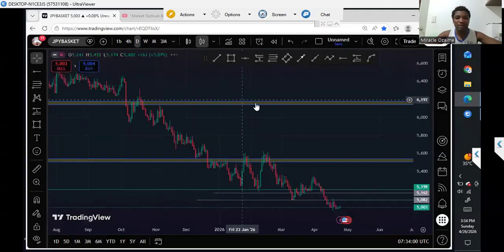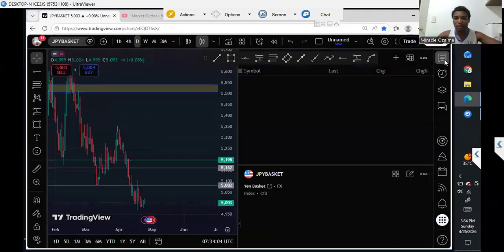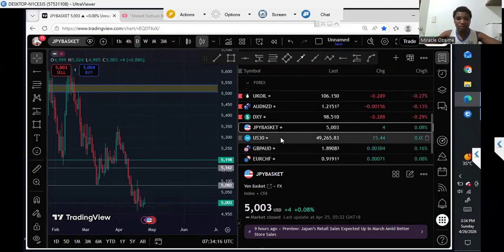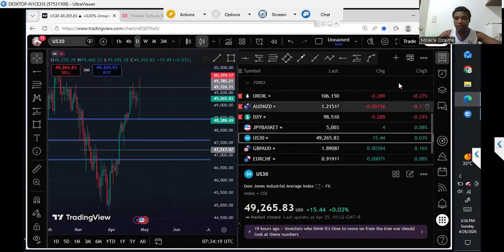So either it's going to continue downwards, and if this one is going downwards, then GBP JPY will be looking bullish. If this one is going upwards, then GBP JPY is going to be looking bearish. So that's my thought. What do I have on US 30?